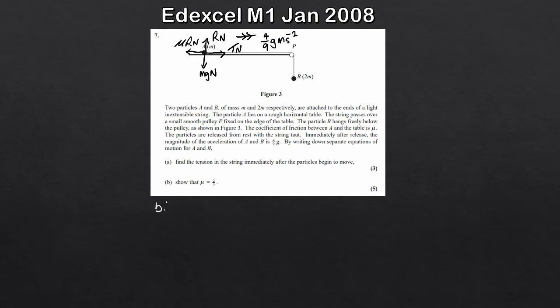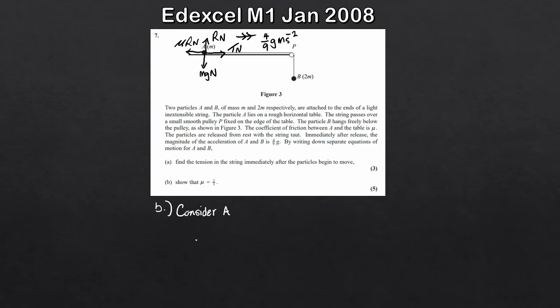Part B then, we want to show that mu, the coefficient of friction, is equal to 2/3. We're considering A in this case, so consider A. I think it's important just to let the examiner know which particle we're considering. I've only annotated A again, which means we're going to consider A, but always make it clear in your exam which particle you're considering.